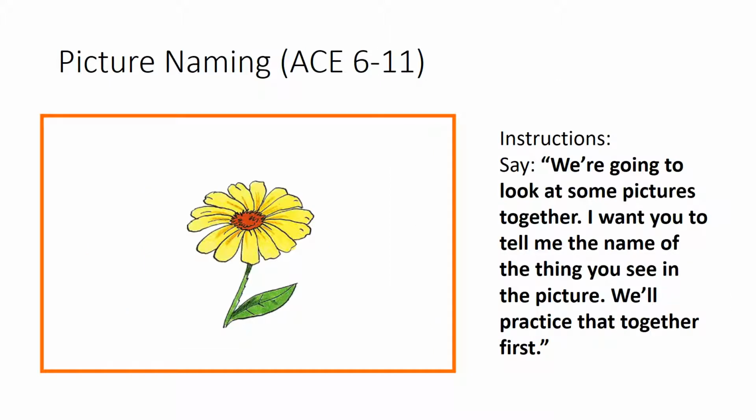The next test is the picture naming test. This is from the ACE, or the Assessment of Comprehension and Expression test for ages 6 to 11. Basically what they have to do here is we show them a picture and we just want them to tell us what that picture is. And this is an example of a practice question from picture naming where the answer is obviously flower.